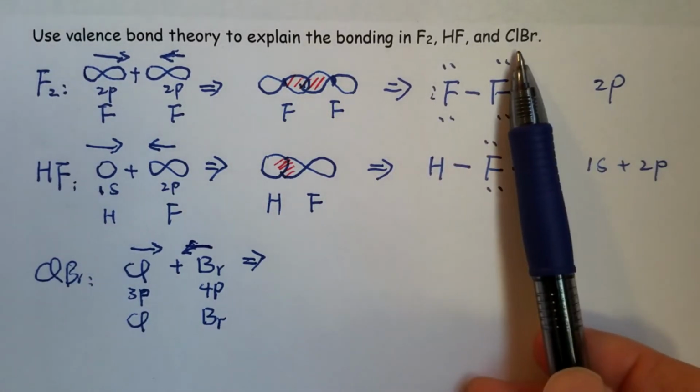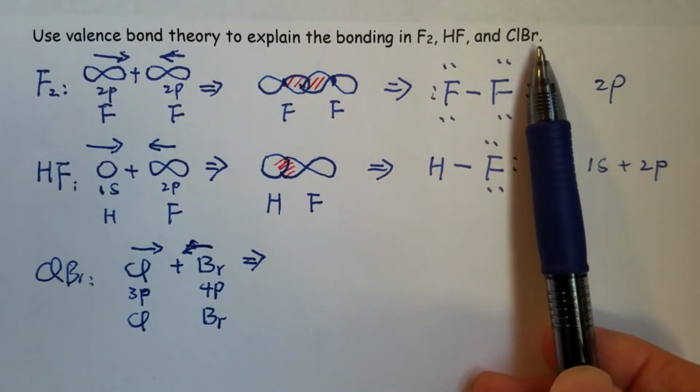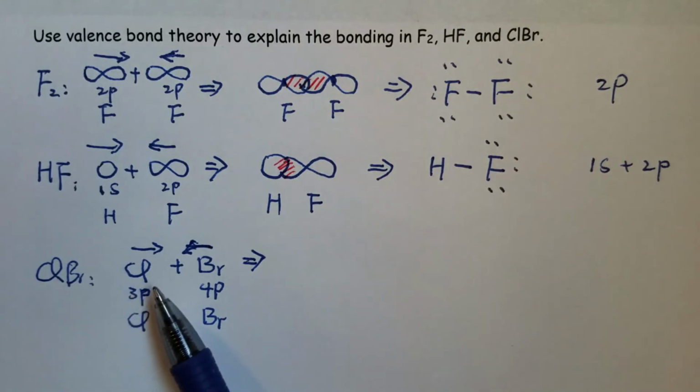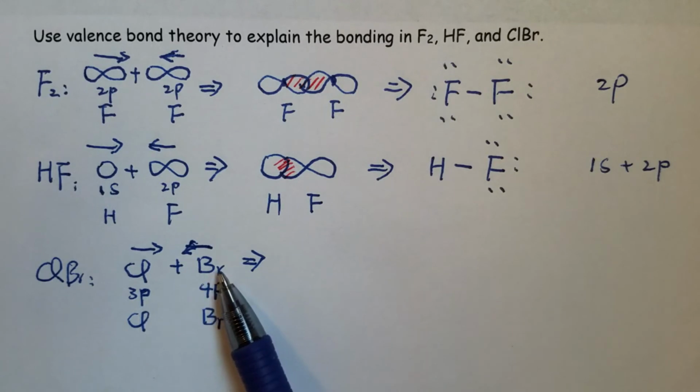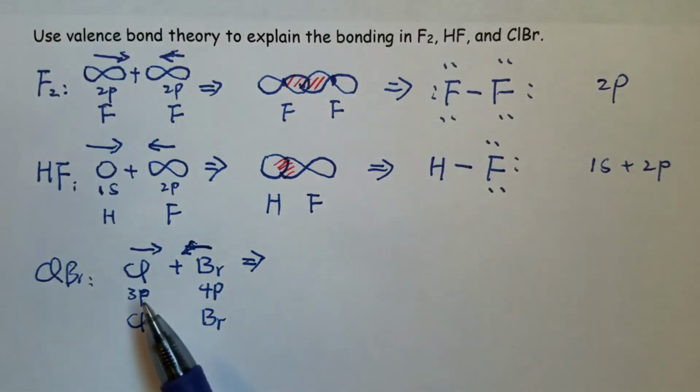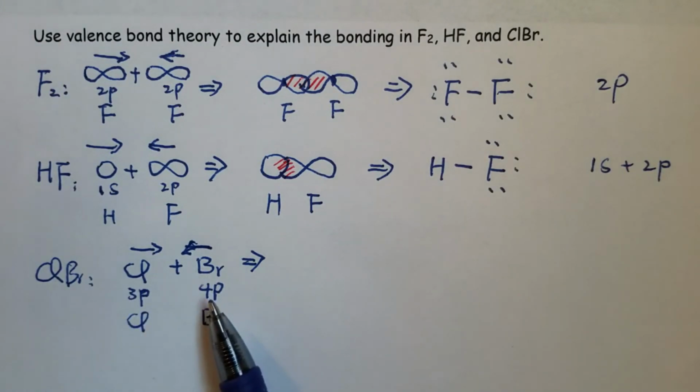Now the third molecule, chlorine bromide. The valence electron from chlorine occupies the 3p orbital. And the bromine's valence electron, one of the valence electrons used to form this bond, is from 4p, which means bromine, of course, is larger than chlorine, because chlorine is in the third period and bromine is in the fourth period.